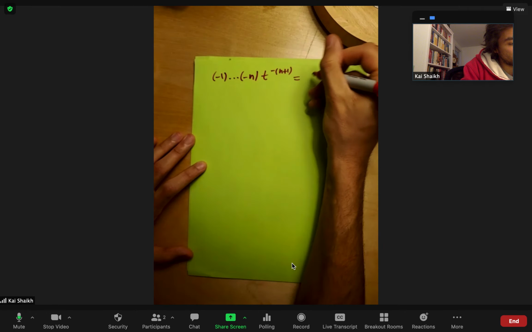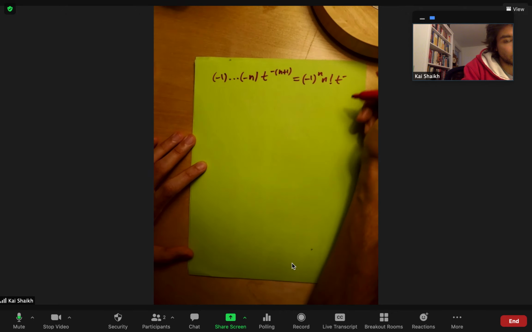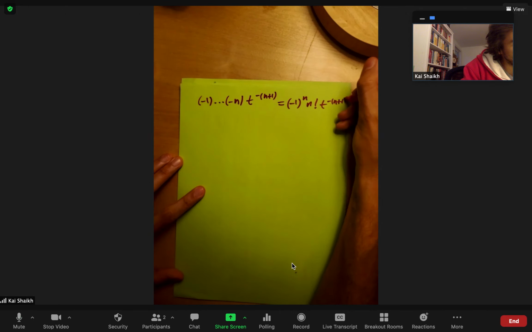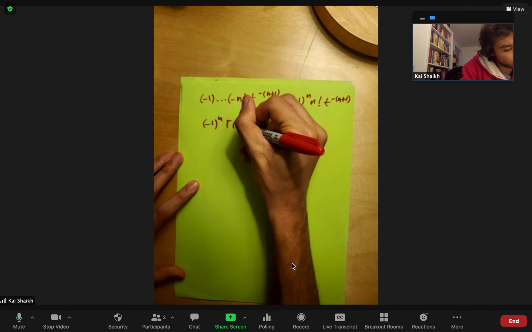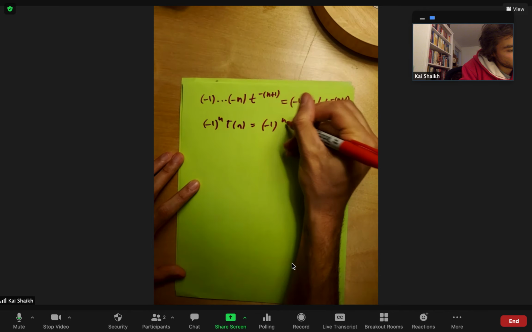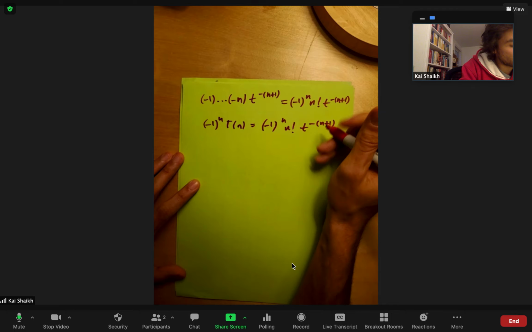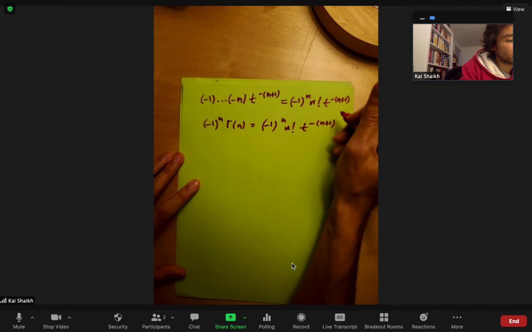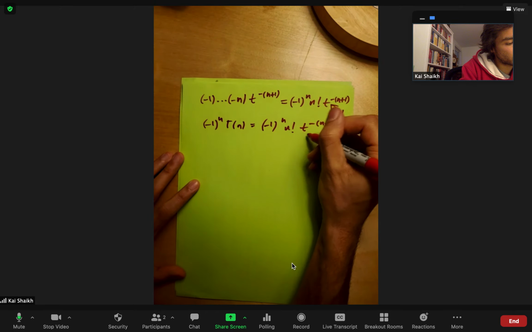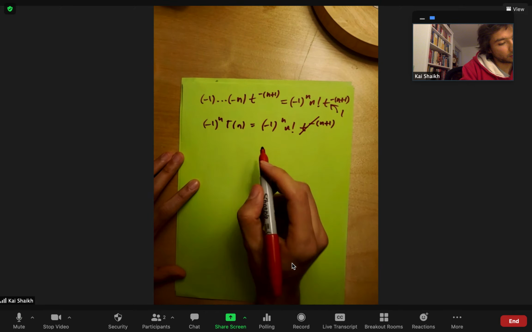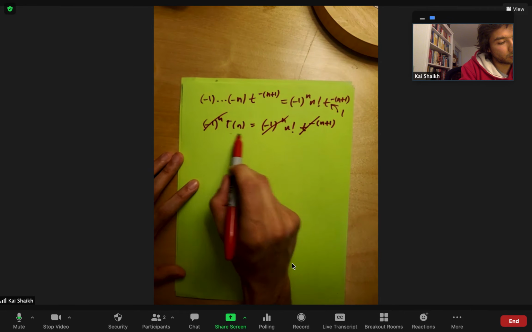And this is, of course, just equal to (-1)^n (n-1)! t^(-n+1). So now we've shown that (-1)^n Γ(n) equals (-1)^n (n-1)! t^(-n+1). Although, sorry, that's not quite accurate. We've shown that when this is evaluated at t = 1, this term just becomes 1, and canceling these sign factors, we get that Γ(n) equals (n-1)!.